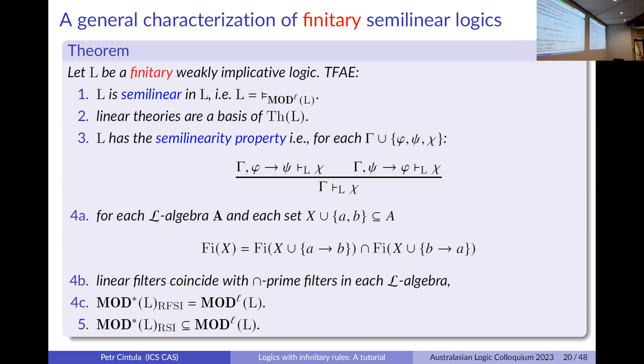So it's obvious, no? What is not obvious is to get from 3 to 4a. I use this weird numbering for reasons apparent on the next slide. This is tricky. This is basic. If you look at this, what is this? This is a version of the same thing, but not syntactic, but for arbitrary algebra. This is the so-called transferred version of the property.